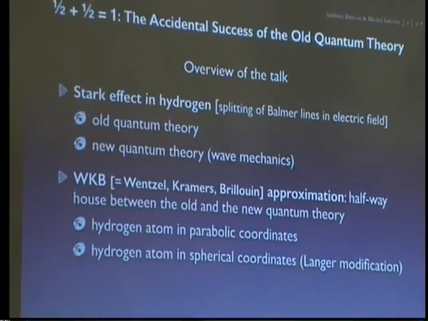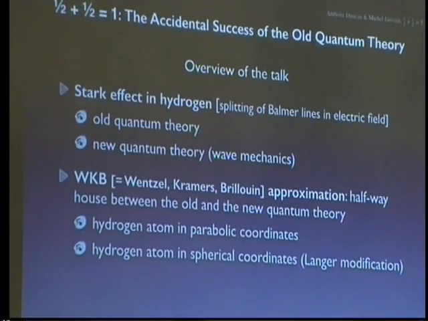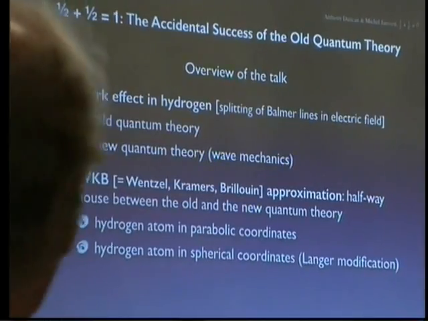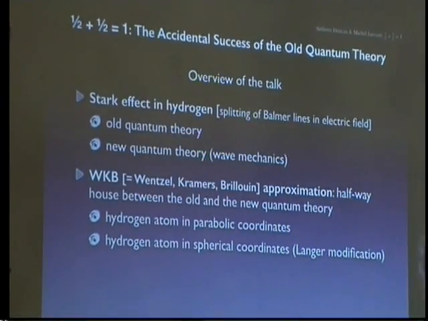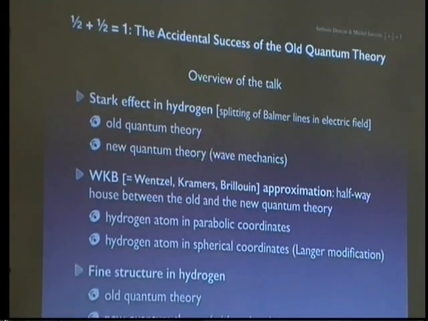the hydrogen atom. We'll do this in two different sets of coordinates. We'll see that it's extremely important in which coordinates you solve these problems, and we'll see that this 1/2 + 1/2 = 1 lucky accident happens in very different ways depending on what coordinates you use, the parabolic ones or the spherical ones. In the case of the spherical one, you get something that's known as the Langer modification. And then finally, I'll be looking at the fine structure.